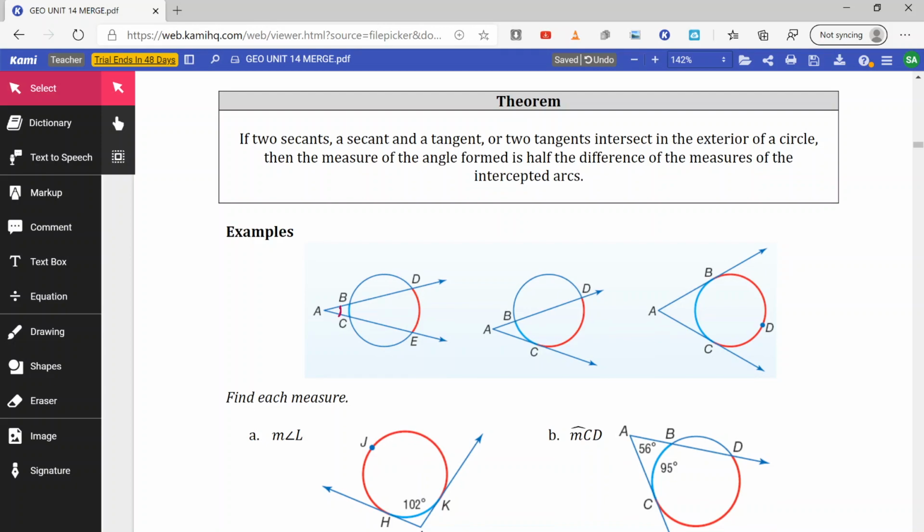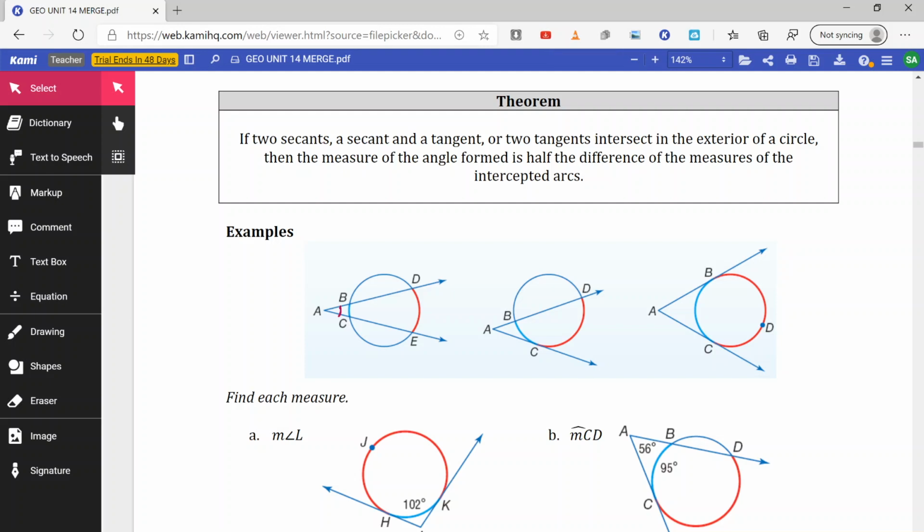Now let's say we have two secants, a secant and a tangent, or two tangents intersecting in the exterior of the circle. So this time we're on the outside. The angle that is formed is going to be half the difference of the intercepted arcs.